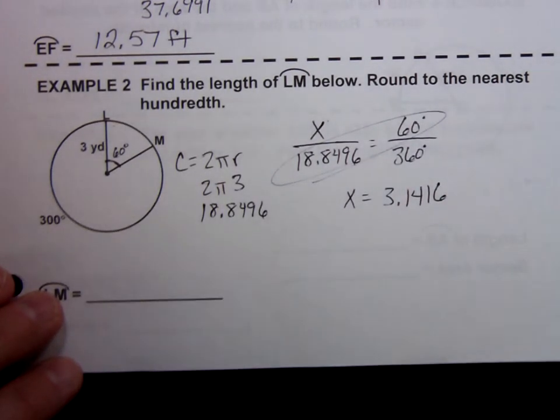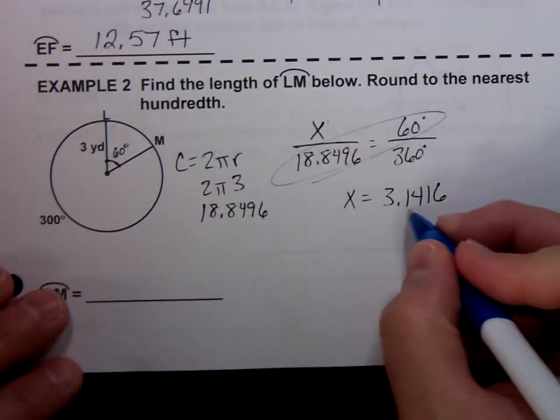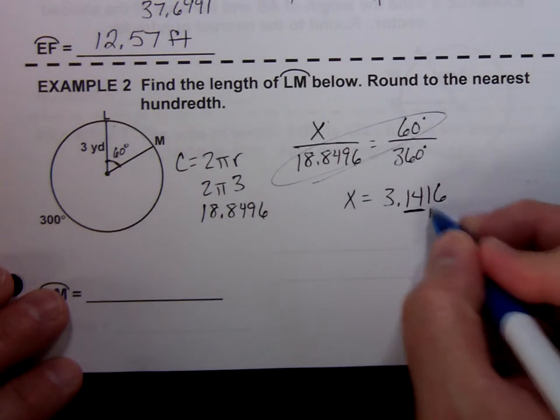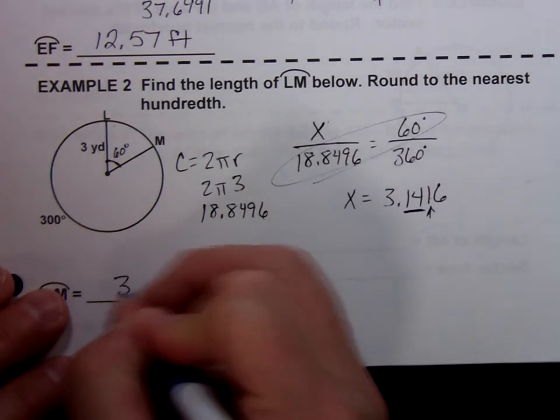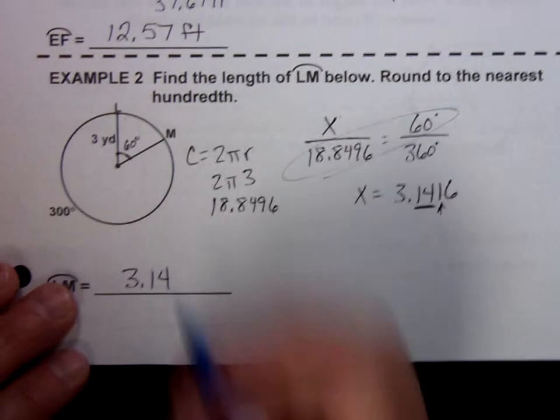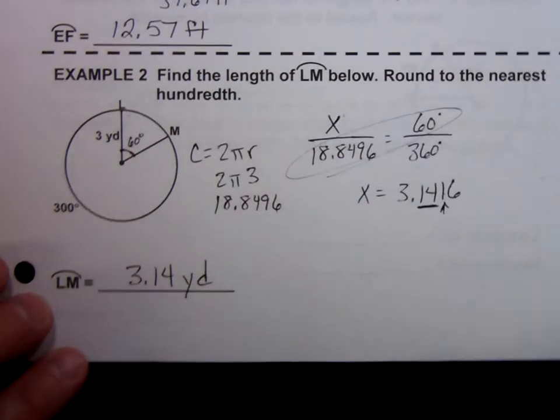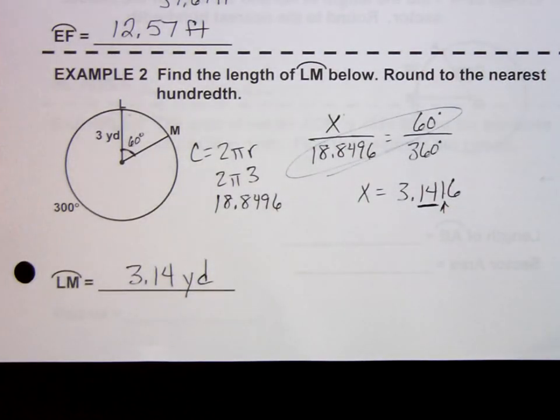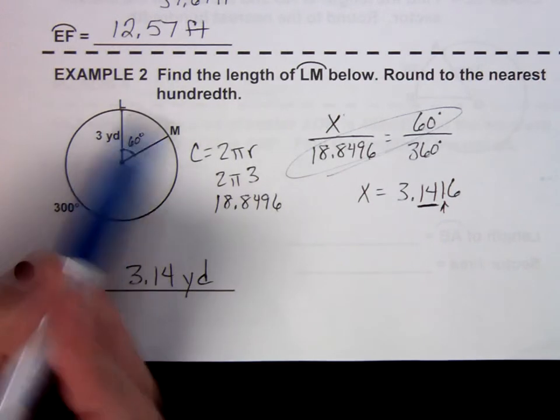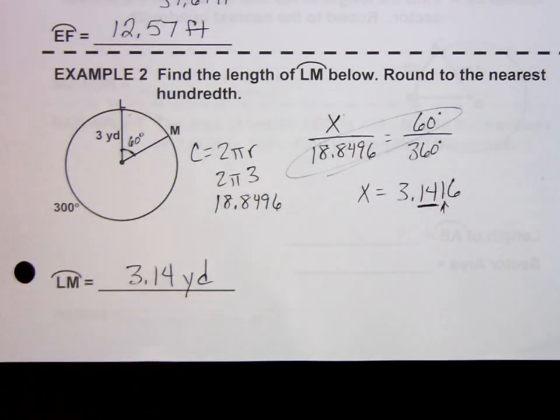I get something along these lines. If we're rounding to the nearest hundredth, I want two numbers. That one is not big enough to round up, so I get approximately 3.14, and this was in yards, so don't forget to include the units. So the length of this arc is approximately 3.14 yards.